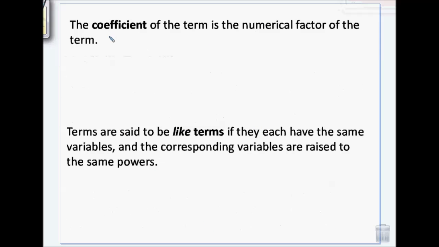A coefficient is a number on a variable. So this is the number attached to a variable. So if I have, say for example, 6x, 6 is the coefficient.